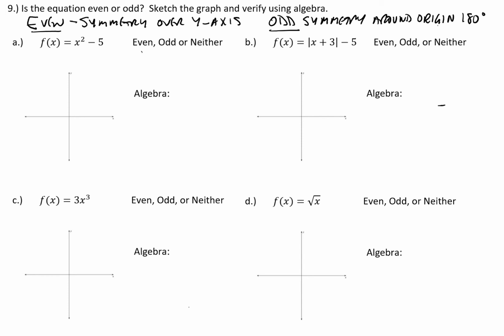Now, if it's not even and it's not odd, so it's not symmetry over the y-axis and it doesn't have symmetry around the origin, then it has to be neither. Okay, so it would be neither if these don't apply. So now let's look at the graphs.